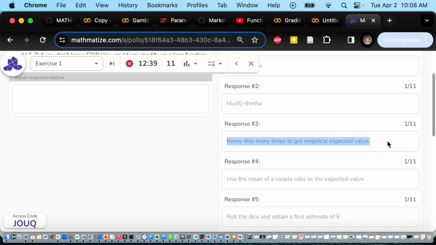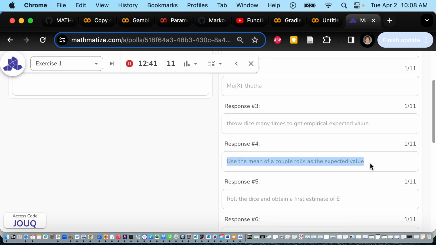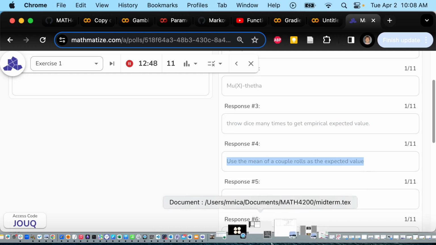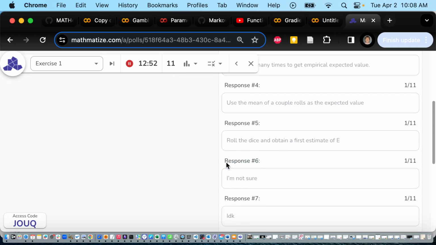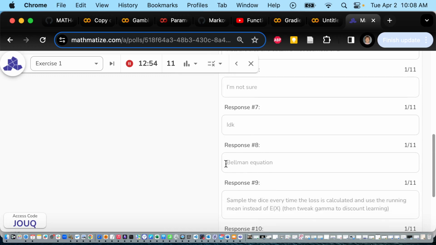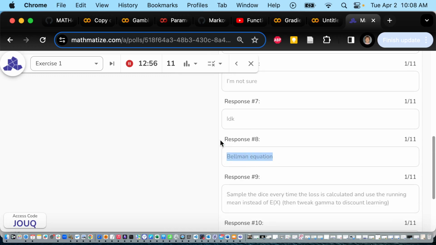Okay. Use the mean of a couple dice rolls as the expected value. Same idea. You guys are like, forget about this parameter stuff. Forget about loss functions. No, I'm doing it. We're doing loss functions. We must do them. Okay. Same idea over here in response number 5. Response number 8. Bellman equation. I don't think it has anything to do with the Bellman equation.